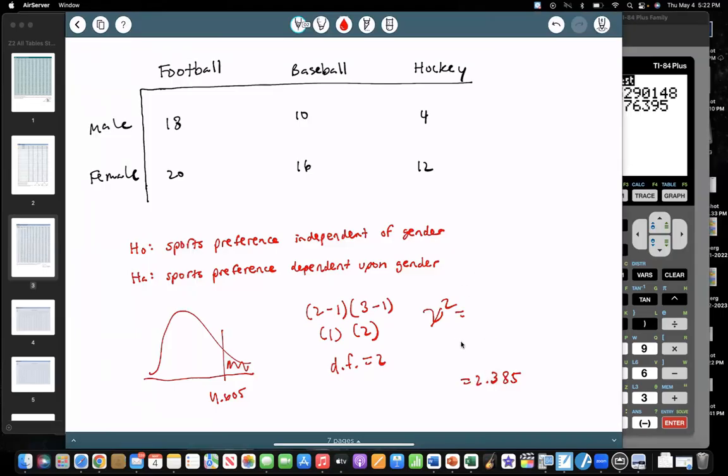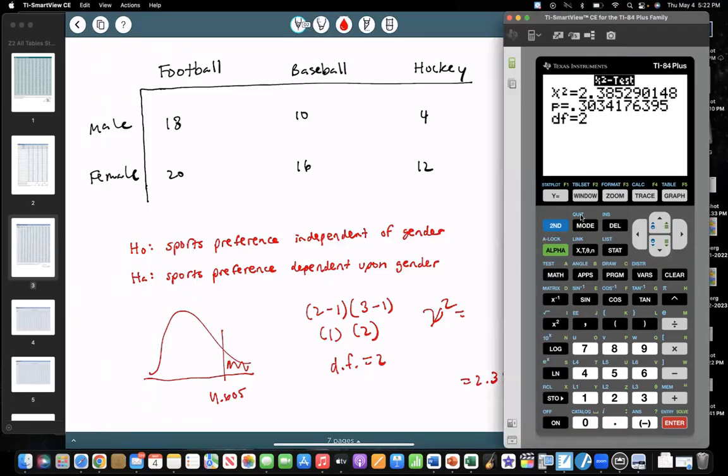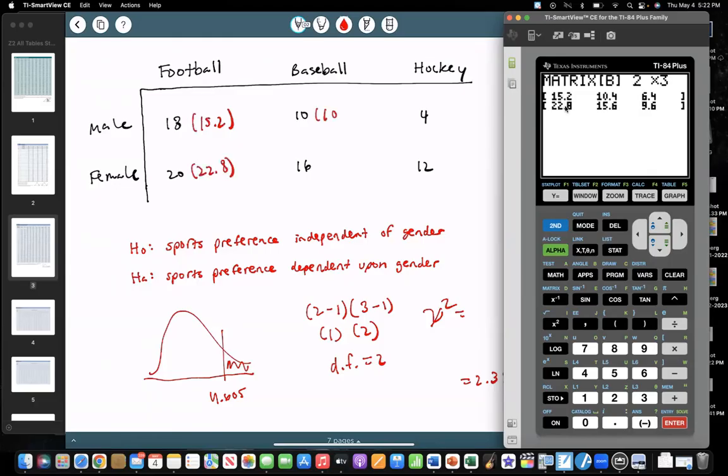Okay, so for work, if I go back to my matrix menu, second matrix, you could see it said when I clicked enter that expected was in B, right? So it created a matrix for us in B, a 2x3 matrix, and it put our expected values in there. And you could see those here, right? Or you could go to the edit menu. You could see it there as well. If you edit B, it'll give you those values here, right? So it looks like expected would be 15.2.